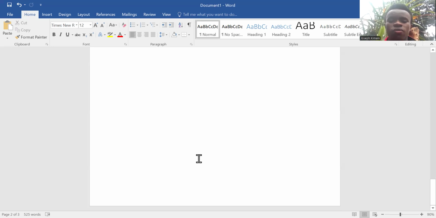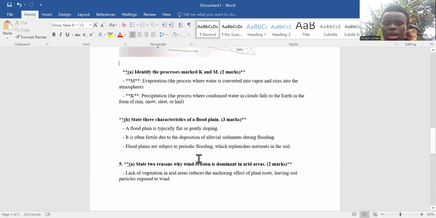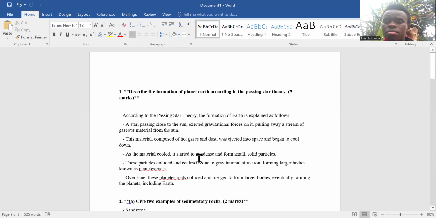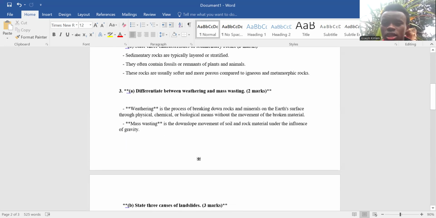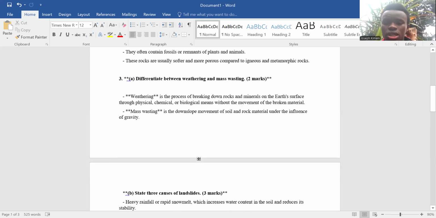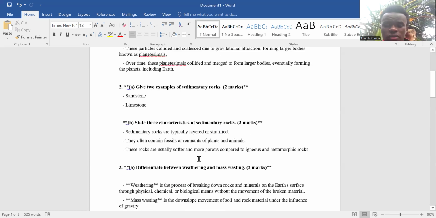So we've covered all of section 1. Remember that a paper 1 geography usually has a section A and a section B. Section A usually carries 25 marks. That's what we covered: 5 questions, each question carrying 5 marks.